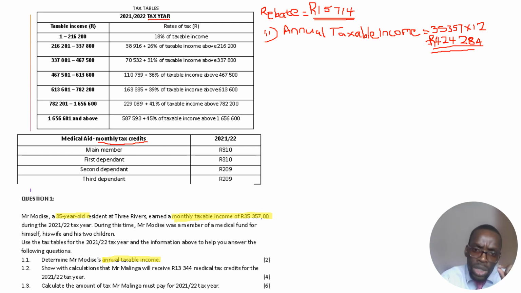Correct? Right. So it's very important that you synchronize those two things. Okay. Then the next one, it's your 2 marks. 1 mark is for multiplying by 12, and then 1 mark is for giving us the correct answer. And then the next one is now question 2. The next one is question 1.2.